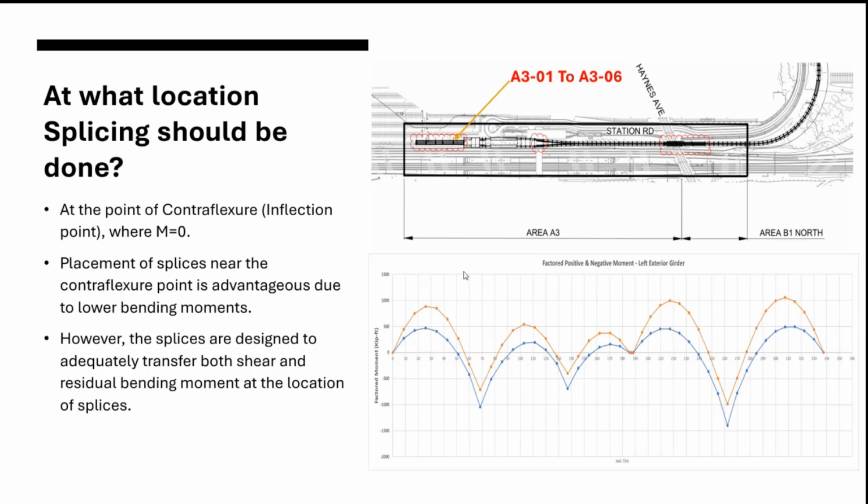The orange one is the maximum for maximum live load. The blue one is for the minimum live load. So deck dead load is also included in this. So this is dead plus live. So this m equal to 0 is for both.